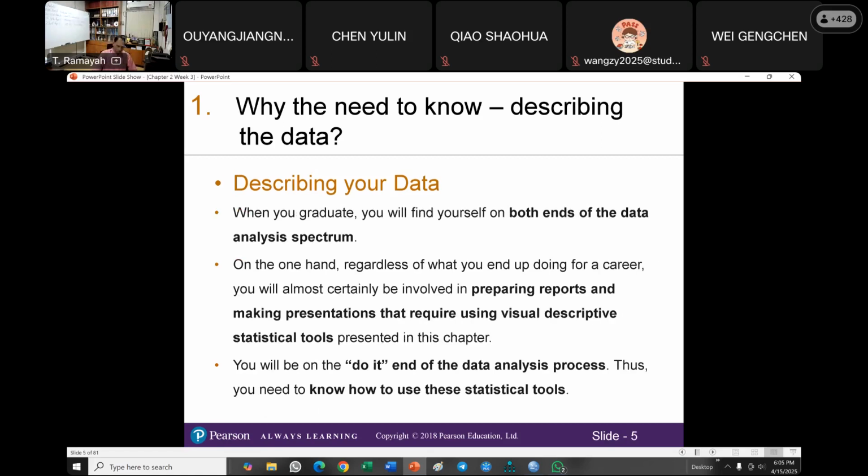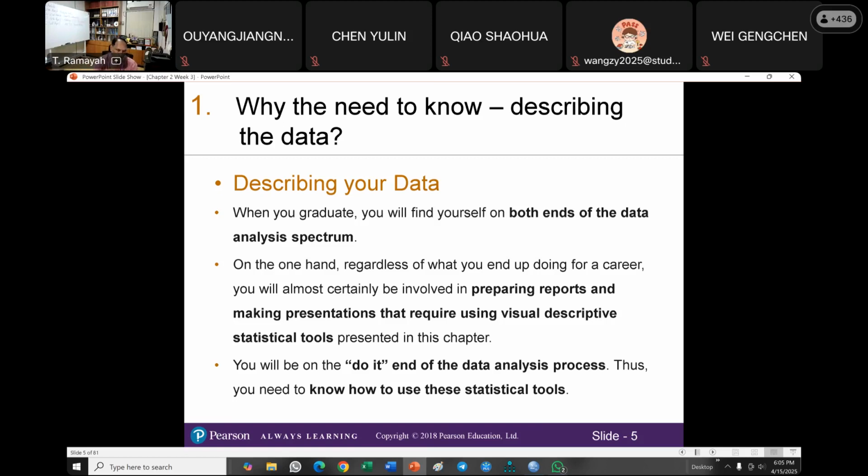Okay. So when you start working in a company, you will be at 2 ends of the spectrum. The first spectrum is the end where you do it. Okay, you do it for reporting. The other end of the spectrum is you want to use it. Okay, do it and use it. 2 different things. Use it is when you are a manager and you're given some pictures or graphics. You want to interpret them.